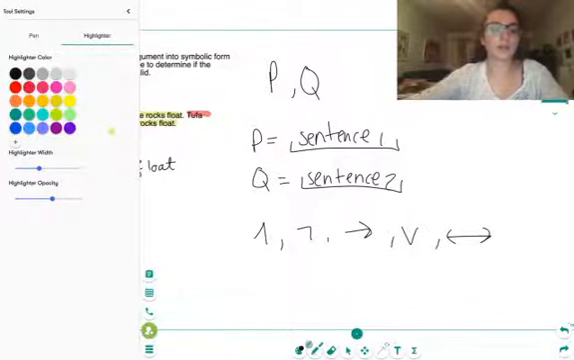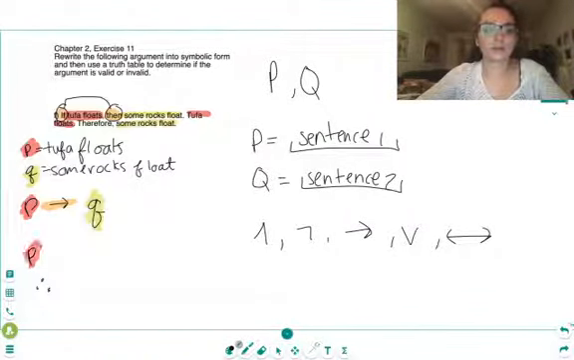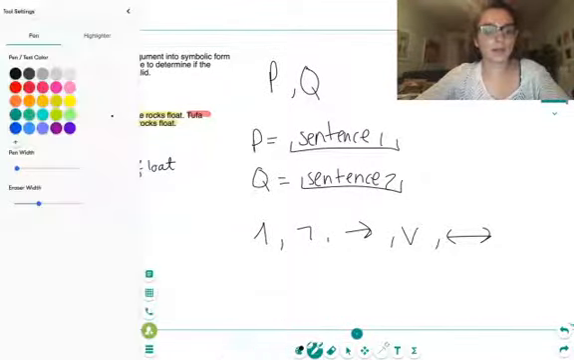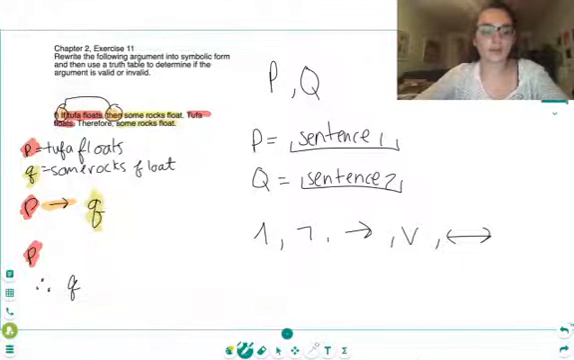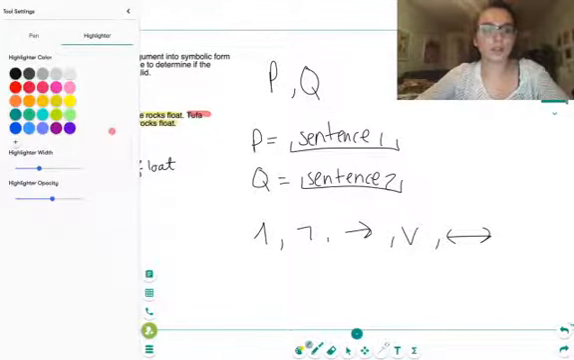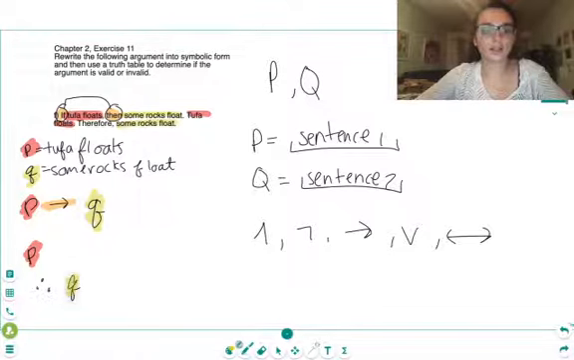And then here's P. So it's therefore, therefore some rocks float. Okay, so Q. All right. So now that I have these, that would be the first step to do for each of these: just try and get each sentence. So there's one sentence here, second one is Tufa floats. Try and get each sentence into, this is my first premise right here.